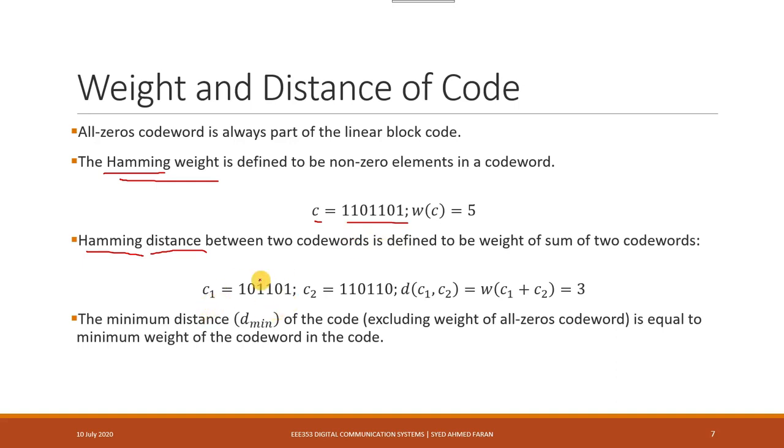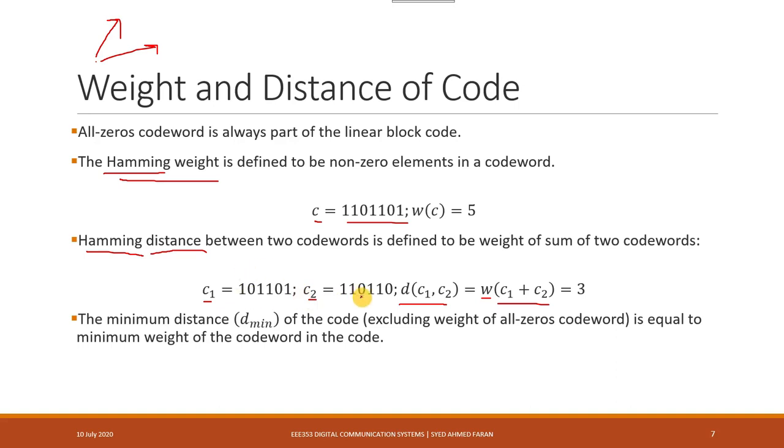So to calculate the distance, and why do we need to calculate distance, is because 2 code words mean 2 different vectors, and by calculating distance we are indirectly calculating the distance between 2 vectors. So these are the 2 code words, 101101 and 110110. We need to calculate the distance between these 2 vectors. So how do we calculate the distance? Actually we calculate the weight of their sum.